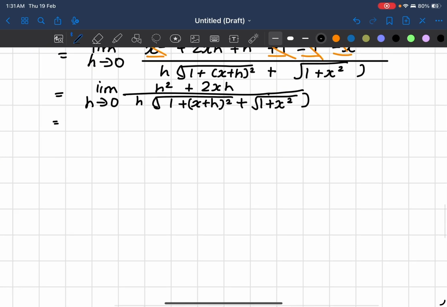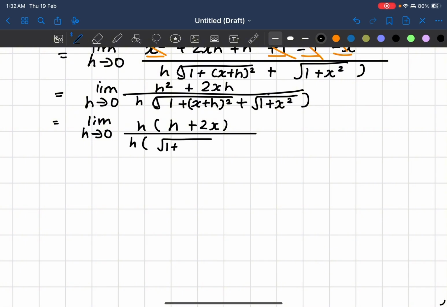Okay, now we can see, as we saw in the first question that we did, that we have a factor of h in the numerator, so we can just take that out as a factor, and we're going to be left with h plus 2x, divided by this denominator, the square root of 1 plus x plus h squared, plus the square root of 1 plus x squared.